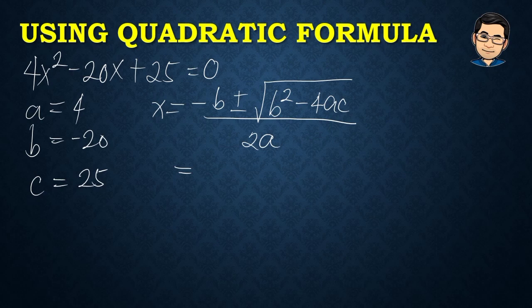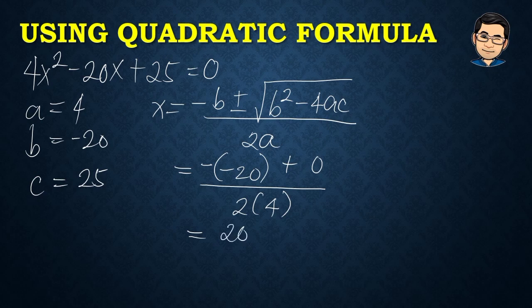So, what is negative b? So, negative, tapos yung value pa ng b is negative. So, negative 20 plus 0. And then, over 2 times the value of a, 4. Then, negative times negative 20, that is positive 20, all over 2 times 4, that is 8. Now, we can simplify 20 over 8. So, dito natin isulat. X is equal to 20 over 8.